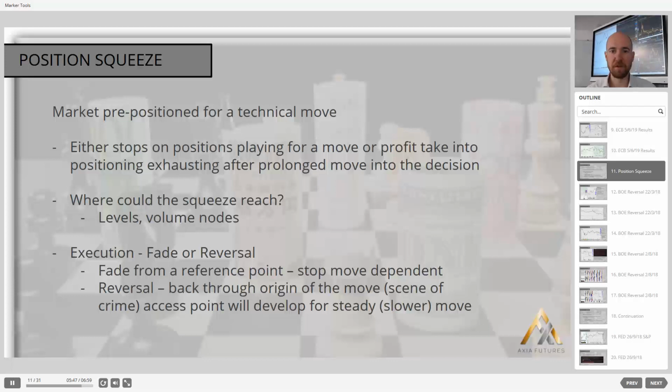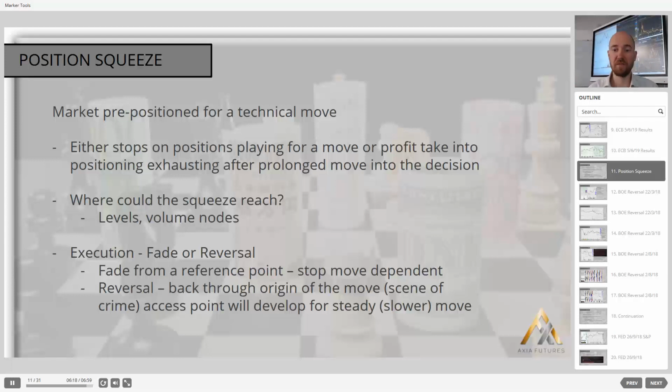You've got a couple of different options here. First idea is going to be a move back through the scene of the crime, so back through the point where the move began. That's quite a common trade to see over a central bank, where people jump on the first piece of information, and then as more information comes out, the interpretation changes, and that takes the market back through the scene of the crime, back through the point where the initial move began. That's your first reversal idea.